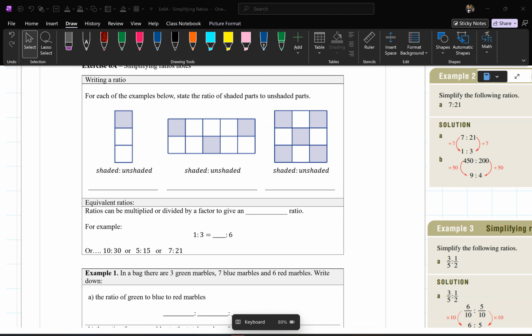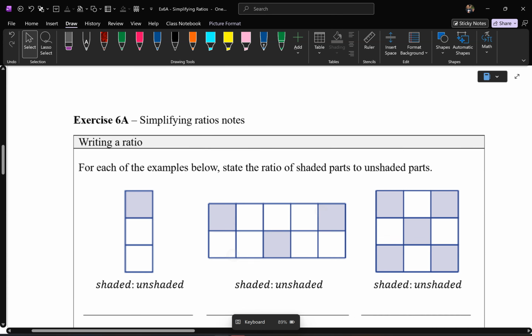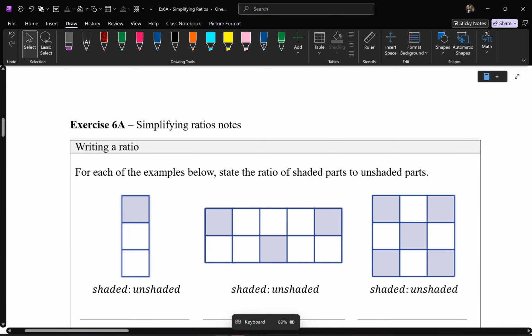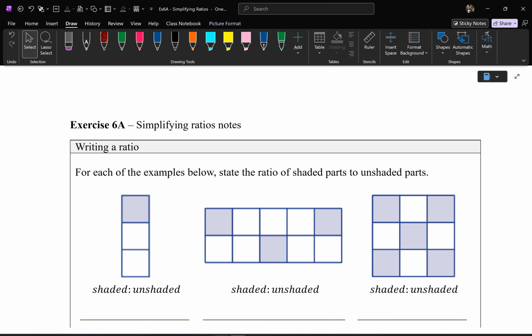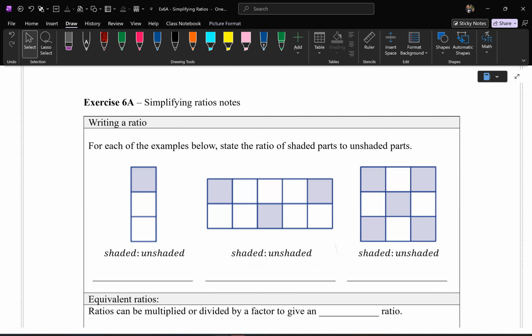So 6A, we're now moving away from fractions, decimals, percentages into ratios. But in order to do ratios, you do need to know your fractions, decimals, and percentages. What's the difference between writing a ratio and then a fraction? It's literally what we're describing.